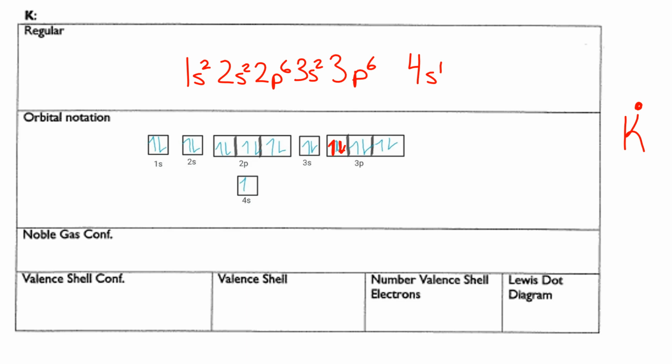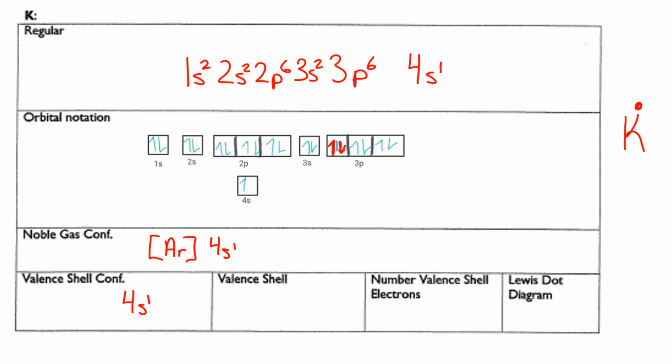All right. Now, for noble gas configuration, what am I going to be looking at? What element would represent the row above potassium? It's argon again. All right. What else am I going to write? Valence shell configuration. It's just 4s1. Notice I don't have anything in the P this time, so I just write 4s1.